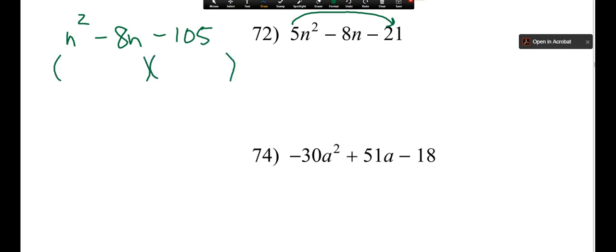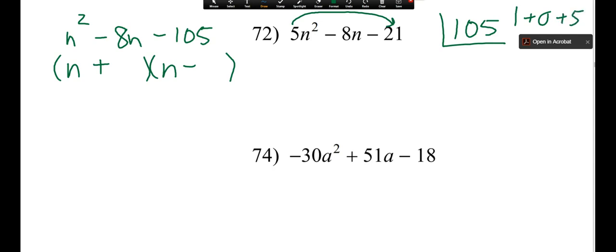Now let's think about it. We need factors of 105 whose difference is -8. So I know I'm going to have a positive and a negative. So let's start thinking about numbers that go into 105. For instance, does 3 go into 105? No. 1 plus 0 plus 5. What do you get when you add 1 plus 0 plus 5? 6. So 3 does go in, because 3 goes into 6. Okay.